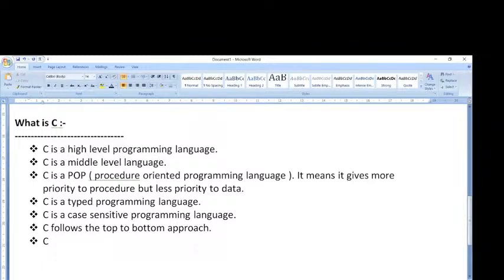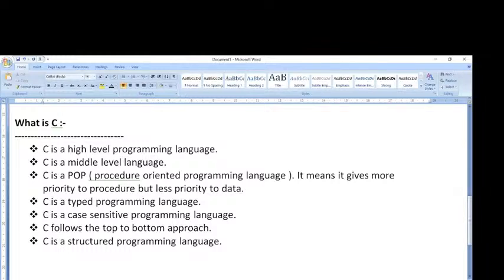C is a structured programming language. A structured programming language has a specific structure. You have to remember the procedure also: how to write the program, first what to write, then what to write, then what to write. Top to bottom, you have to follow the sequence also. So it is called a procedure oriented programming language. So this is about the C language.